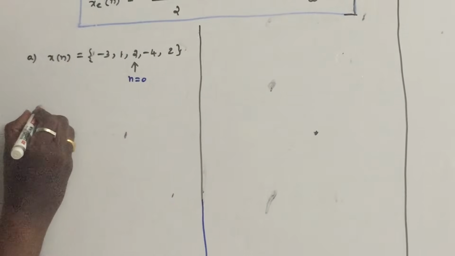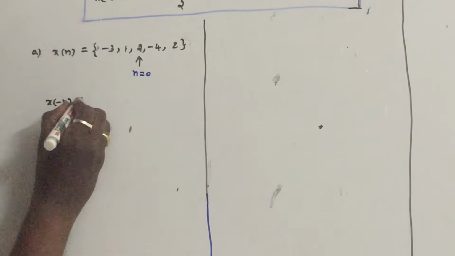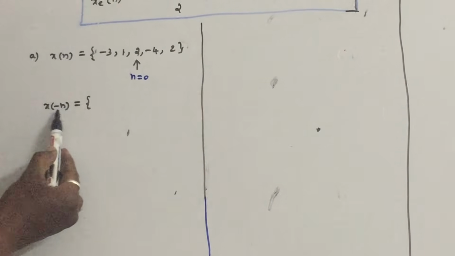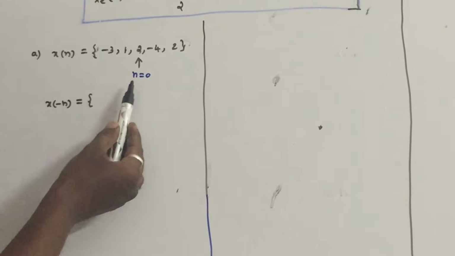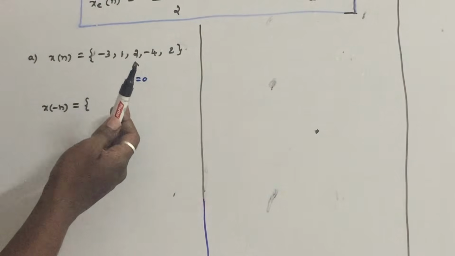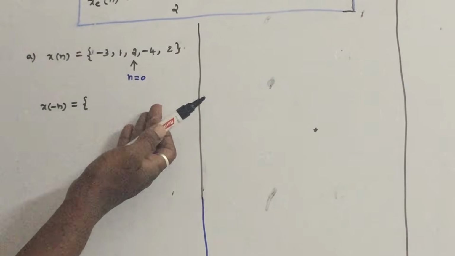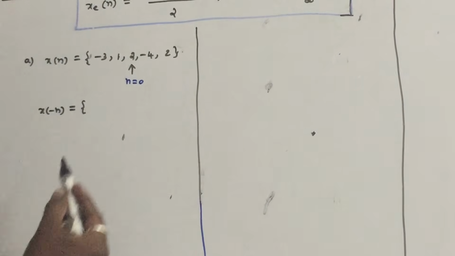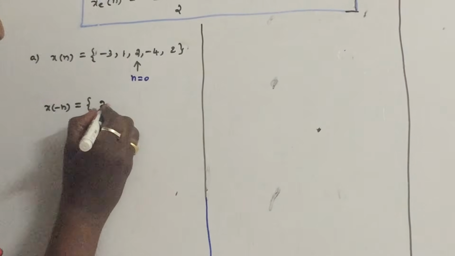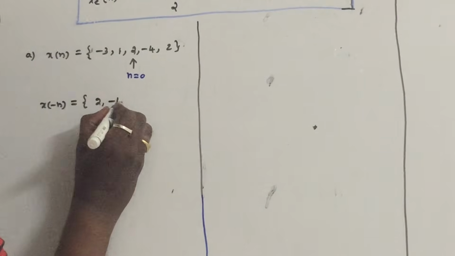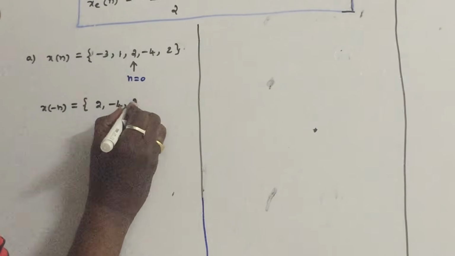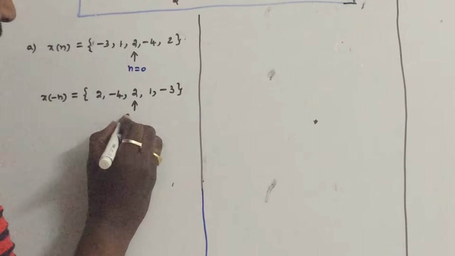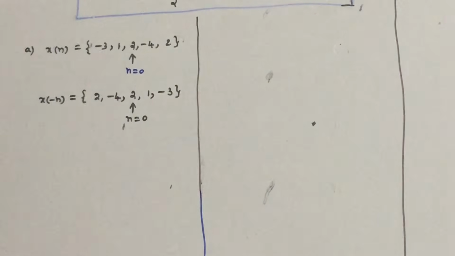So first plot the time reversal sequence. So what is time reversal? X of minus n is the time reversal. That means fold the signal x of n about n is equal to 0. That means bring right side samples to the left side and left side samples to the right side. So as you know how to draw the time reversal sequence: 2, 1, minus 3. Keep arrow here. So this is n is equal to 0.